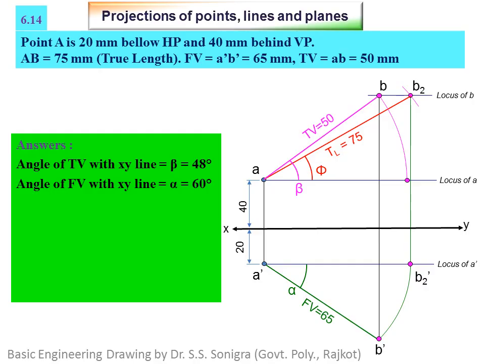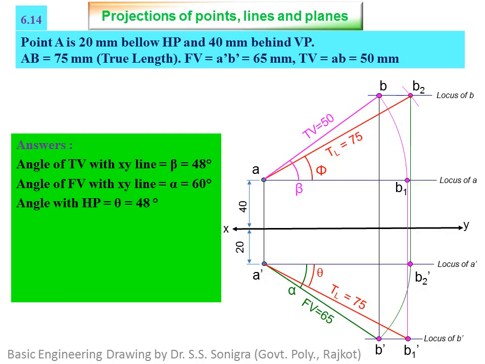Now draw this arc with A as center and AB as radius, that will cut the locus of A at this point, that is point B1. From point B1 draw a straight vertical line that will cut the locus of B dash at this point, that is point B1 dash. Join A dash with B1 dash, that is true length 75 millimeter, and the angle between this true length and the XY line is called theta. So measure all these angles. Angle with HP, theta is equal to 48 degrees. Angle with VP, phi is equal to 30 degrees. And this is the complete solution of the given data.